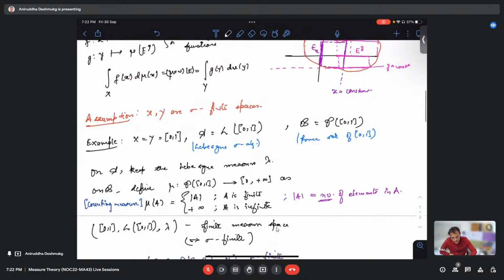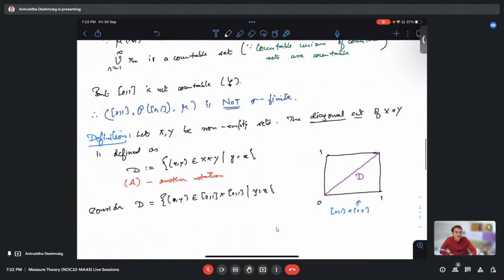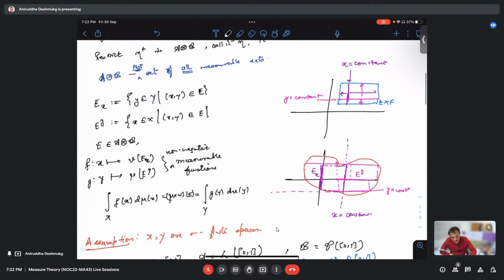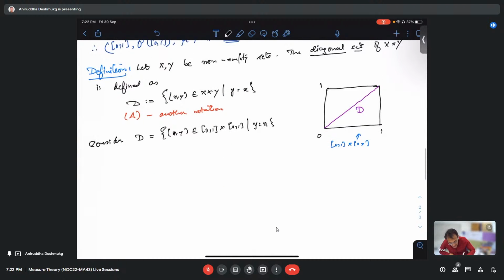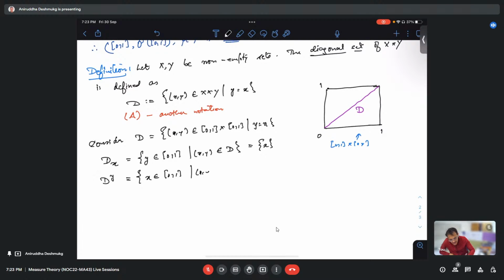Right. Now we want to see what is the measure of D. So first of all, the measure here would be 0 because it is a line. So that is not a big deal. But let us see whether we can compute it using these integrals. So for that, let us look at D_x. That means the section of D at x. That is the collection of all those y in [0,1] such that (x,y) is in D. But there is only one such y, that is the singleton {x}. Let us look at D^y. That is all those x in [0,1] such that again (x,y) is in D, which is again the singleton {y}.